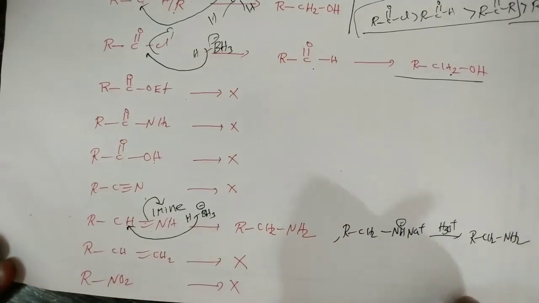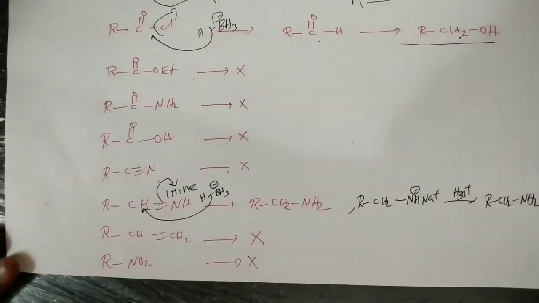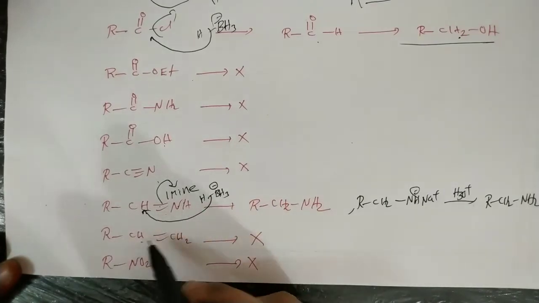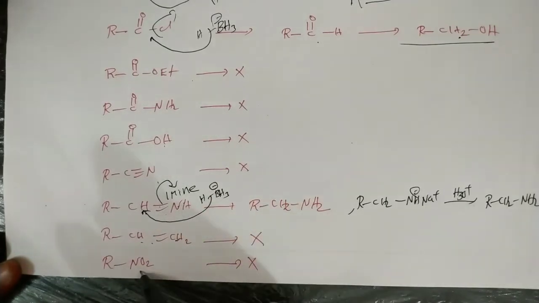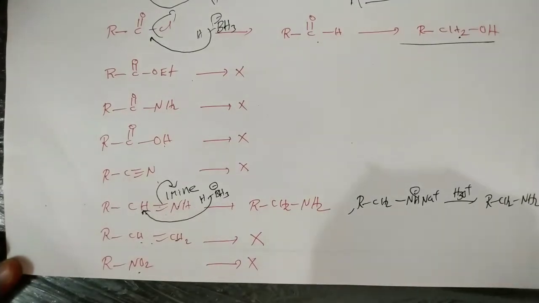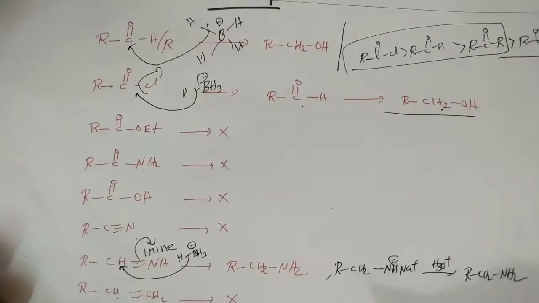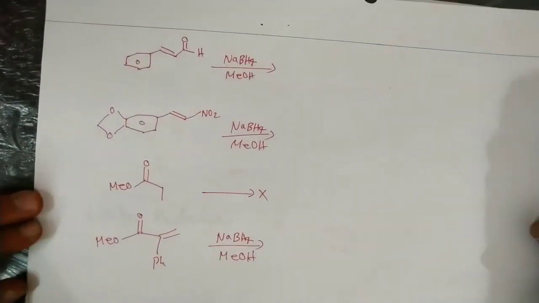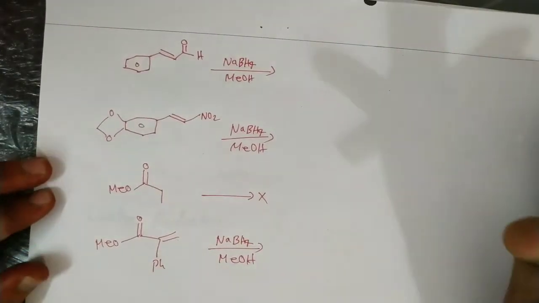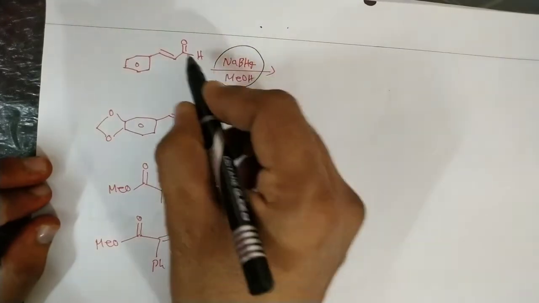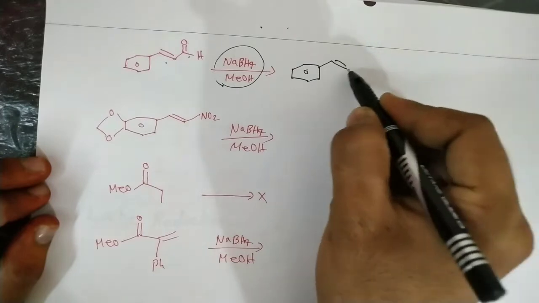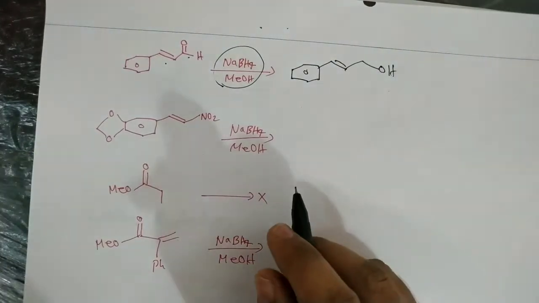That's it. Imines can be reduced because of the polar nature: carbon and nitrogen have a difference in electronegativity. But C=C double bonds are not reduced, and nitro compounds are also not reduced by sodium borohydride. Next, we will discuss some specific reactions of sodium borohydride. Here, with sodium borohydride, the aldehyde is reduced and the double bond is not, so only the alcohol is formed.